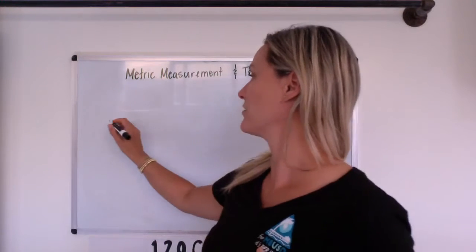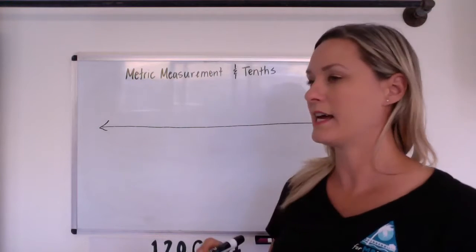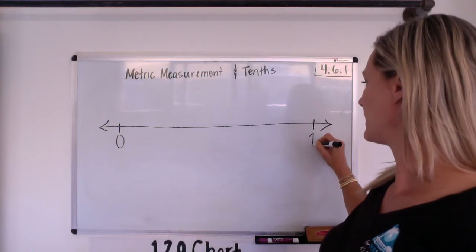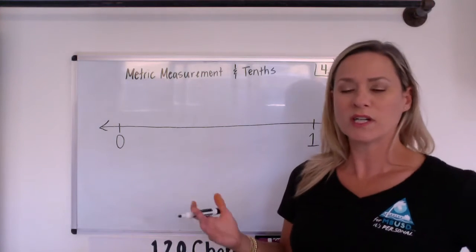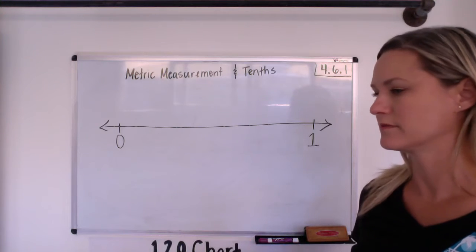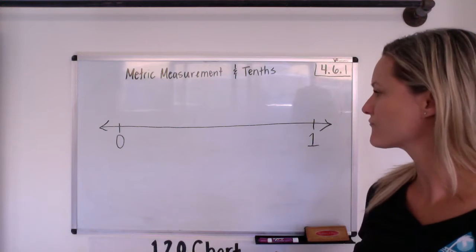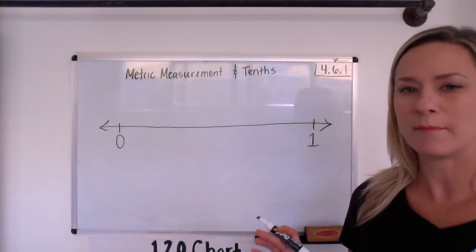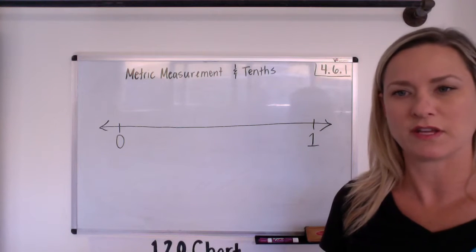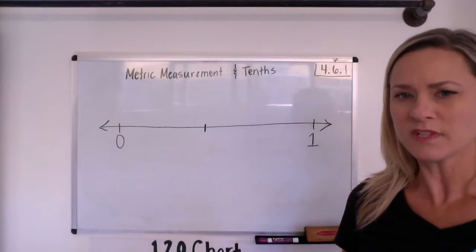So let's check out a number line like that. If I were to put 0 here and 1 right here, what could you tell me about this number line? I bet some of you know that you could put a halfway point on there. Did you think about that? So you could put a halfway point right there. That would be about halfway.